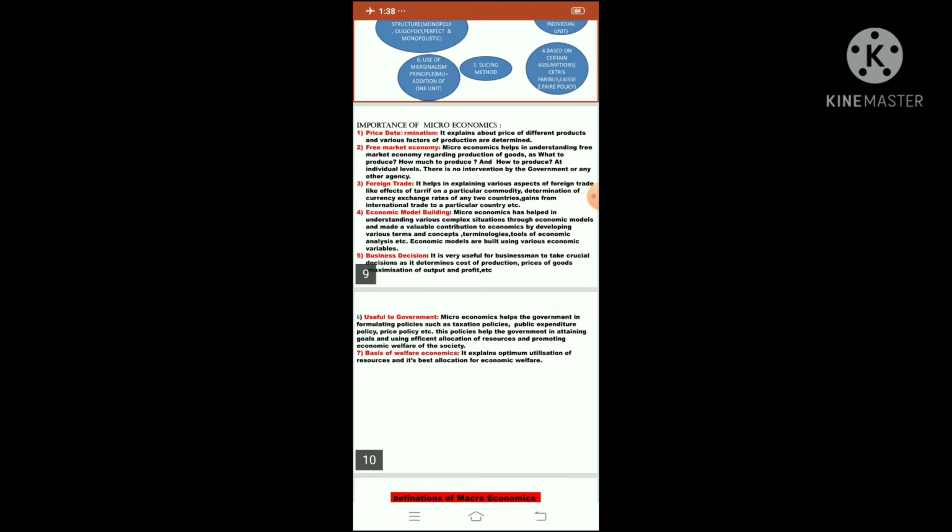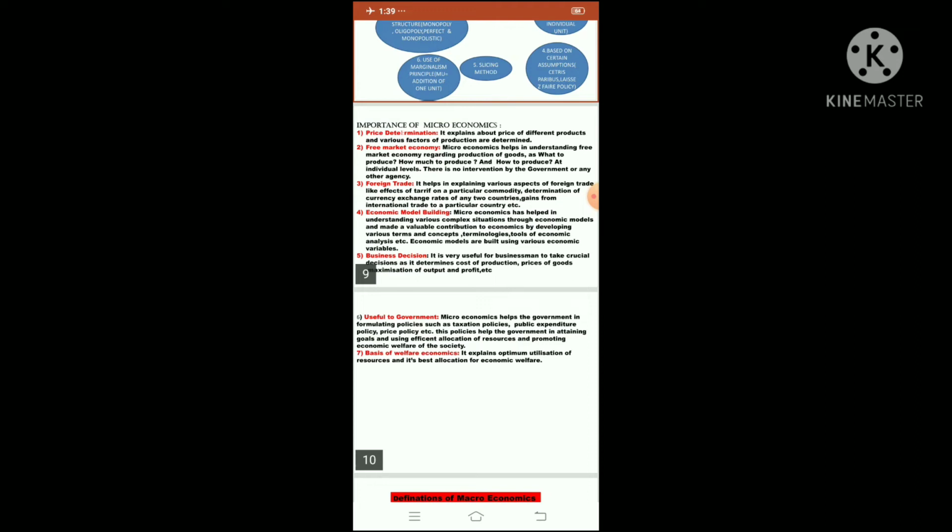Then the third point related to importance of microeconomics is foreign trade. It helps us in explaining various aspects of foreign trade, like effects of tariff on a particular commodity, determination of currency exchange rates of any two countries, and gains from international trade to a particular country. So foreign trade covers what we get from a foreign country, the currency rates, what tax we apply during import and export of any particular commodity, and how currency rates are exchanged. All this will be studied according to microeconomics.